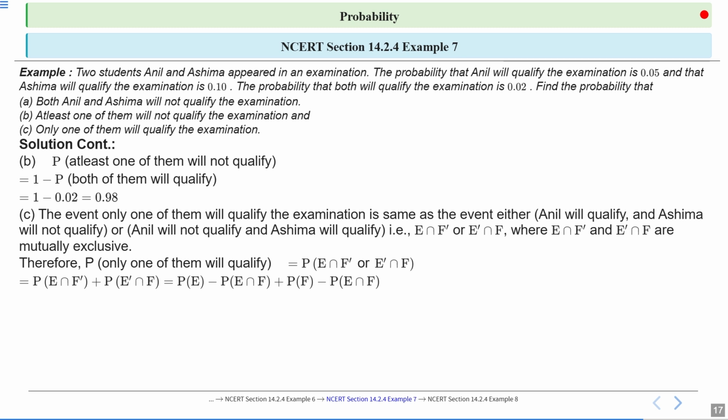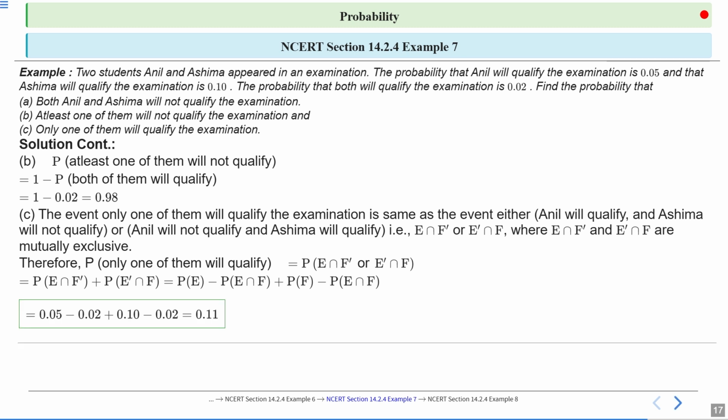Now simply substitute the values and you will obtain the probability that only one of them will qualify, and this is equal to 0.11. So we calculated the probability that both will qualify, the probability that both Anil and Asima will not qualify the examination, the probability that at least one of them will not qualify, and the probability that only one of them will qualify. I hope this example is clear to all of you. Now let us move to the next example.